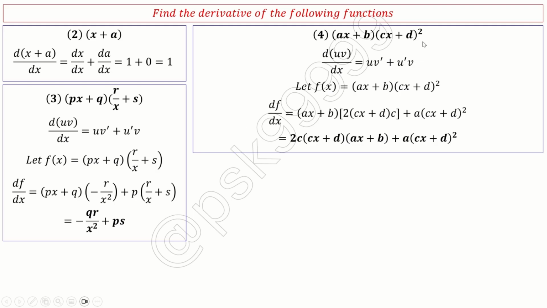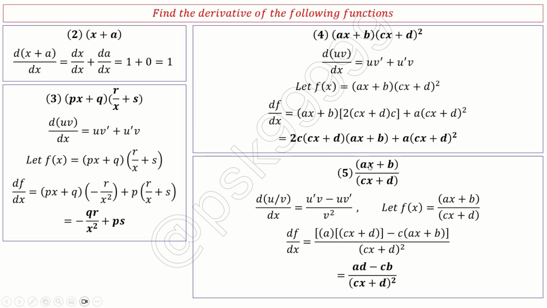ax plus b into (cx plus d) whole square. Okay, so again you will follow the same uv rule, and you will get the answer. This is the answer here. Okay, (ax plus b) by (cx plus d), you will follow u by v, differentiation of u by v, which is u dash v minus u v dash divided by v square. Okay, so you will get ad minus cb divided by (cx plus d) whole square.